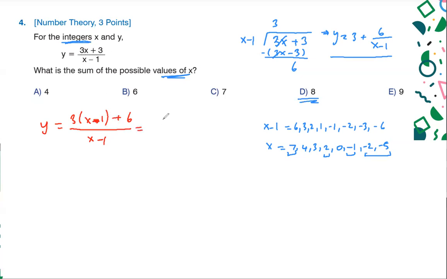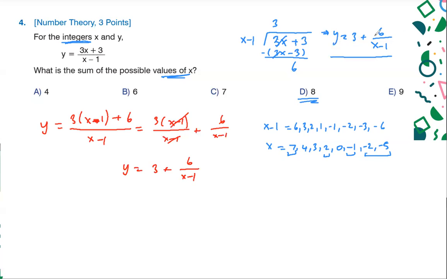Now I can split this expression as 3 times x minus 1 over x minus 1, plus 6 over x minus 1. Then these will cancel so that you get y equals 3 plus 6 over x minus 1. This is the same as what we had before. I just look at the denominator and ask what makes this fraction an integer, because this 3 is already an integer. Whatever integer you get from the fraction will be added to 3.